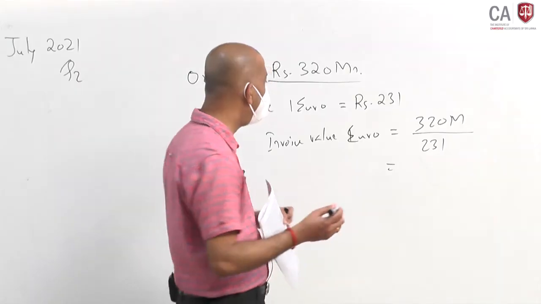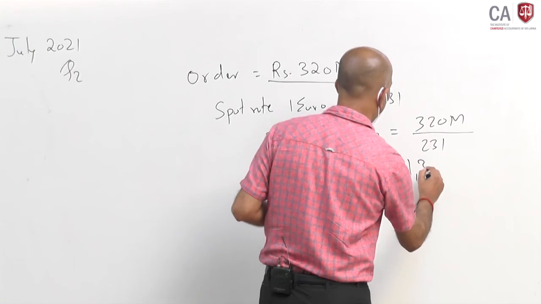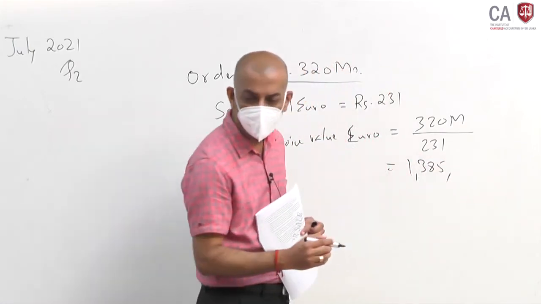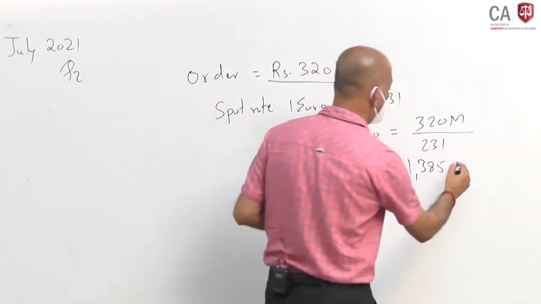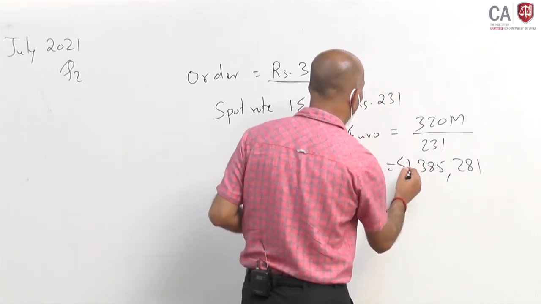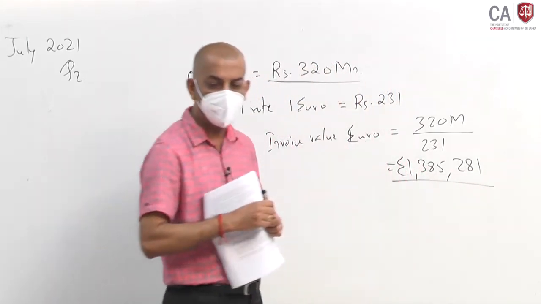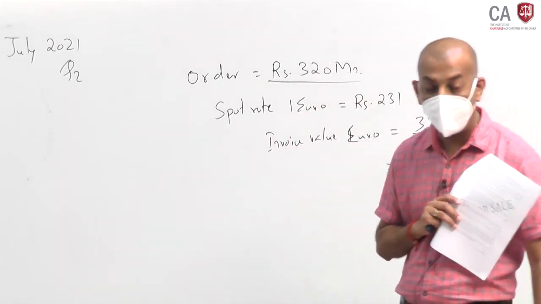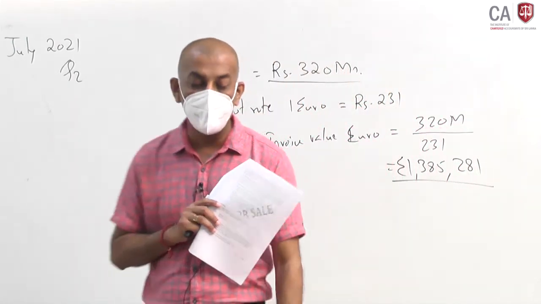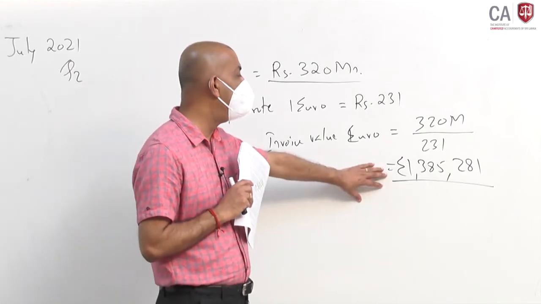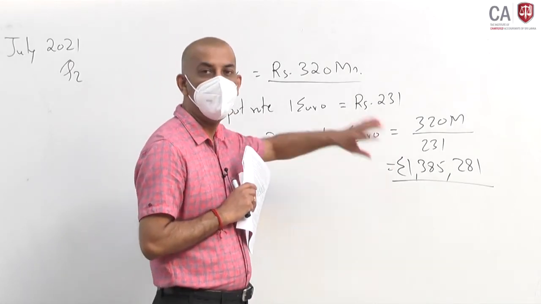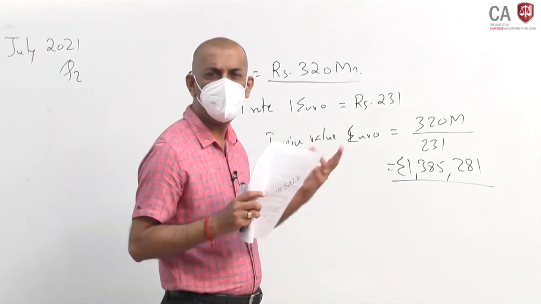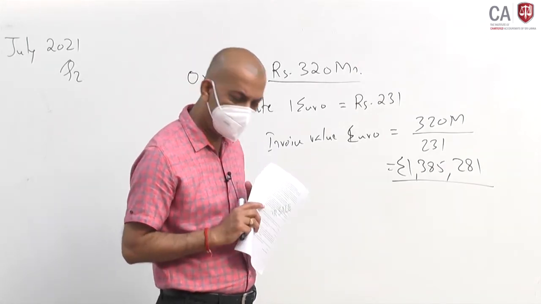$1,385,000 to 81. This is the euro currency we have to receive. We have to receive 1,385,000 to 81. This is the amount of money we have to receive in 6 months' time for the exports that you have done. Now what is the question? What is the best course of action?